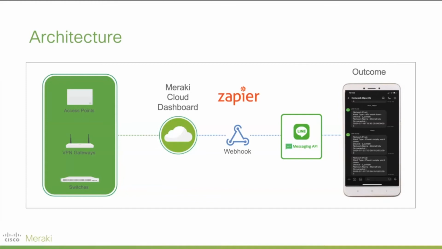So when these alerts are received by the Cisco Meraki Dashboard, we can configure webhooks. The webhook is hosted by Zapier. When Zapier receives these events through the webhook, we can configure something called a Zap, like a workflow, such that it will trigger another action. And that action is to send the message to the LINE application API, such that we will be receiving the alerts in our LINE application.